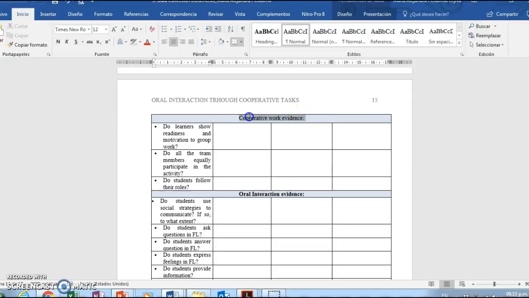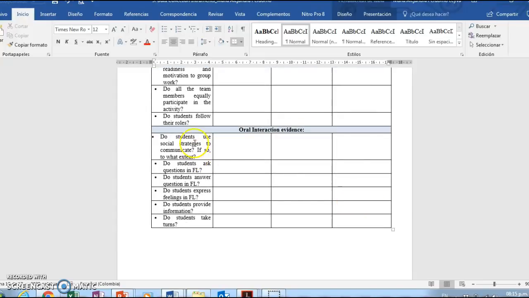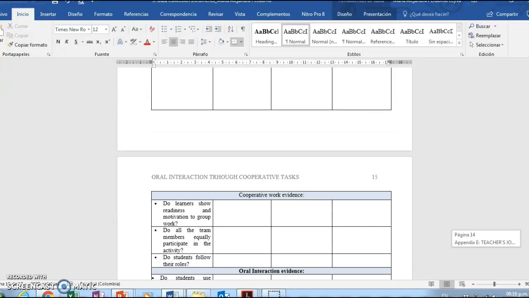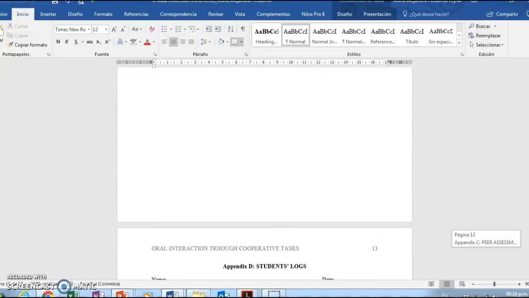Then teachers need to collect evidence regarding the cooperative work from the students, taking into account these questions and checking if the students comply or don't comply with the criteria announced here, and also regarding the oral interaction, if the students comply or they don't comply, and to report how the criteria is evidenced. That will be the teacher's journal.